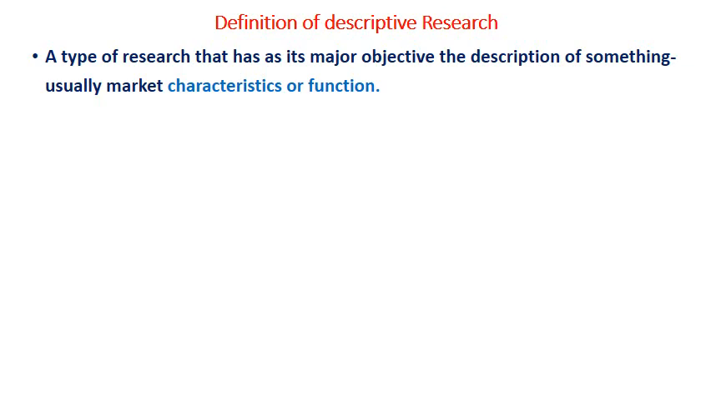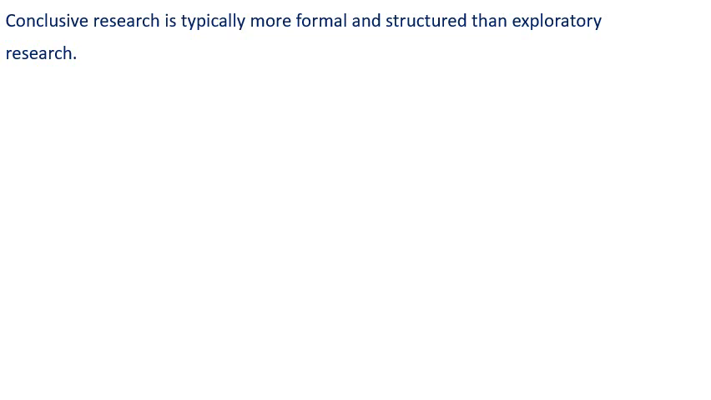Definition of descriptive research. As we explained during the comparison between exploratory research, descriptive research, and causal research, descriptive research is a type of research that has as its major objective the description of something, usually market characteristics or functions. Conclusive research is typically more formal and structured than exploratory research. Is it true or false? The answer is true.